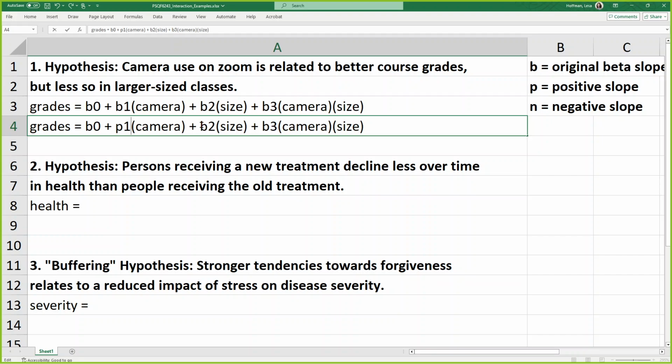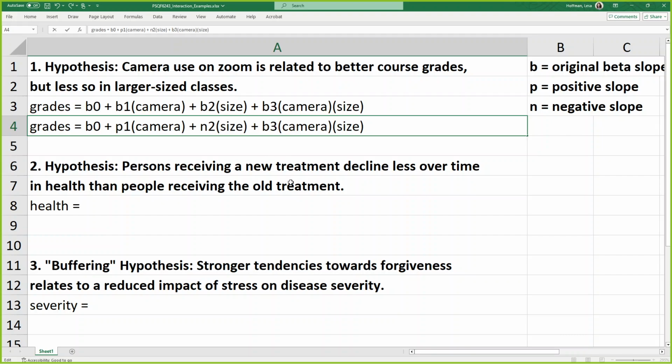What about class size? Do you think that's related to grades? Yes. Which way does it go? Do larger classes have better grades or worse grades? Negative, it goes down. Larger class, worse grades. Okay, larger class, worse grade, and this would be specifically in people who don't have their cameras on, if camera use is dichotomous here.